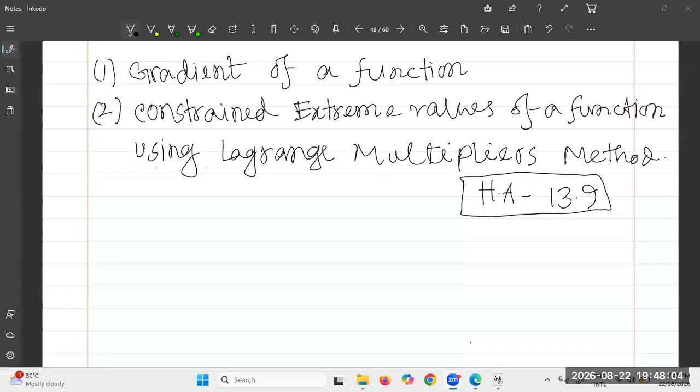Okay. So our today's class topic is basically the gradient of a function. What is the gradient of a function? And using the gradient, we have a Lagrange multiplier process to find the extreme values of a function, that is called the constrained extreme values of any function. Okay, so our first topic is basically gradient. This is very well known to all of you.